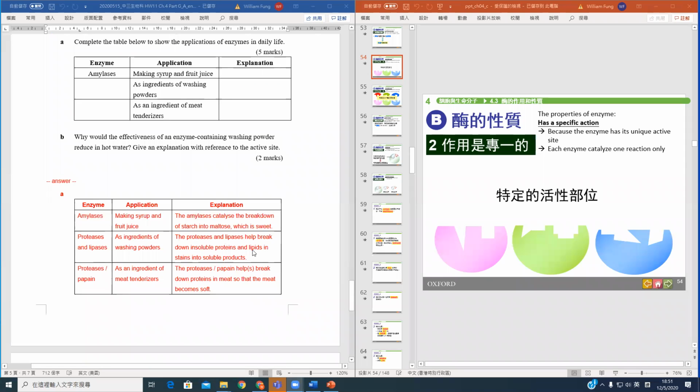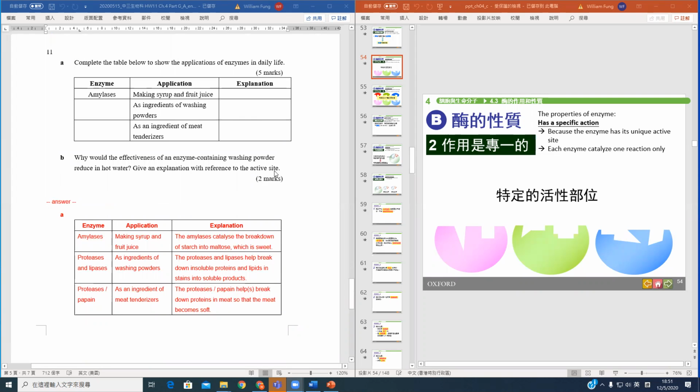Question 11. Complete the table. Amylase, as I mentioned above, is actually catalyzing the breakdown of starch into maltose. Maltose is a sugar, which is sweet. This is amylase, 澱粉酶 in Chinese.